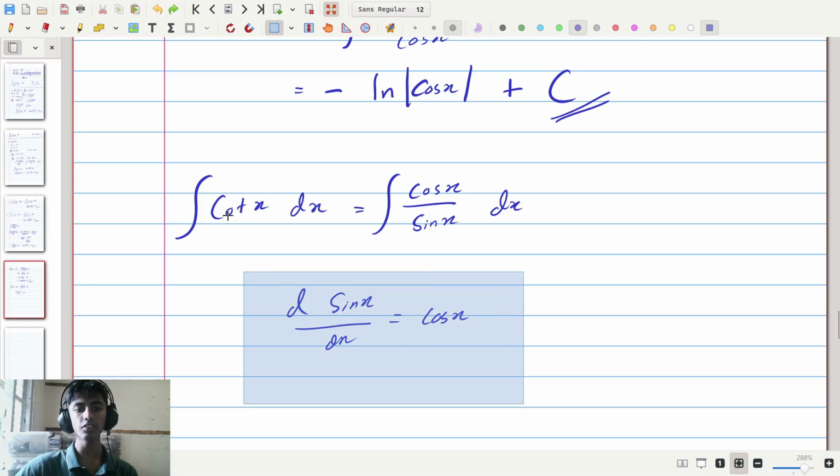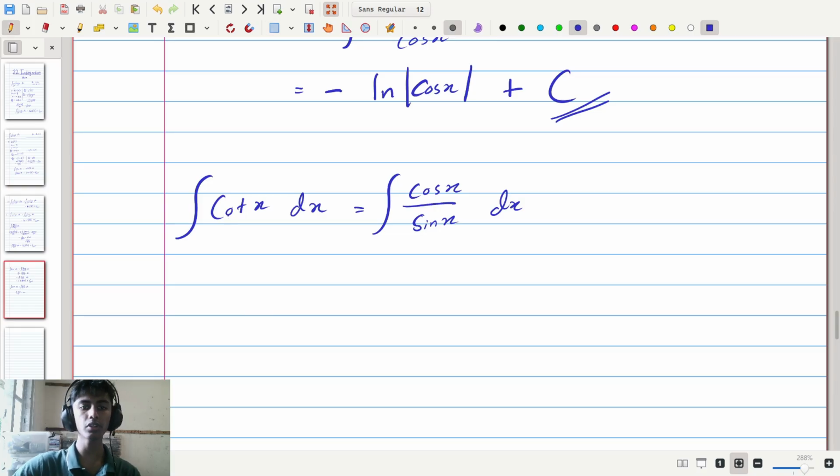Therefore this integral is going to be equal to the natural logarithm of the absolute value of the denominator function, so the absolute value of sin x, plus c. Here we can see the similarity.